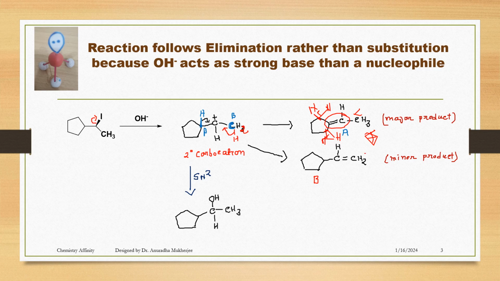And in this alkene there is only 1 alpha carbon and it has only 1 alpha hydrogen. So only 1 hyperconjugation structure is possible. More hyperconjugation structures means more stability. That's why compound A is more stable than compound B, and that is the reason compound A is the major product and compound B is the minor product.